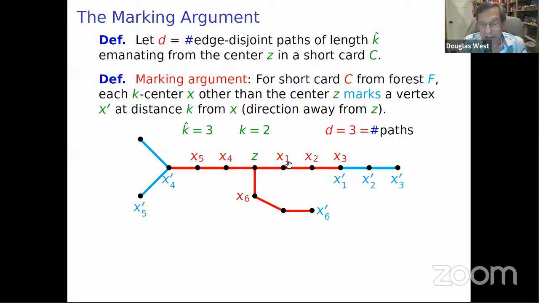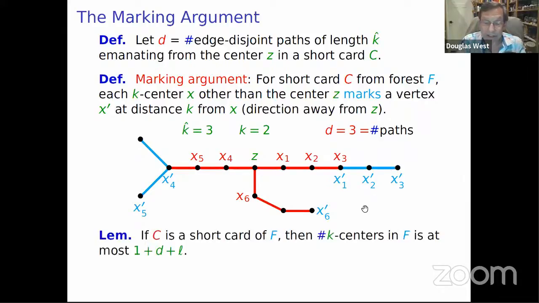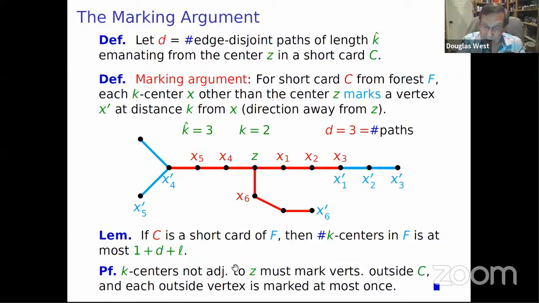how many K centers can you have? Well, you have Z, and the neighbors of Z can mark a vertex that's in this card. But all the other K centers have to mark a vertex that's outside of the card, okay? But any vertex outside of the card can only be marked by one K center, and therefore the number of K centers other than Z and its neighbors is at most the number of vertices outside the card, and that's L, because our cards have N minus L vertices. So this gives us an upper bound on the number of K centers in a reconstruction that's a forest, that's acyclic. It's at most one plus D plus L.